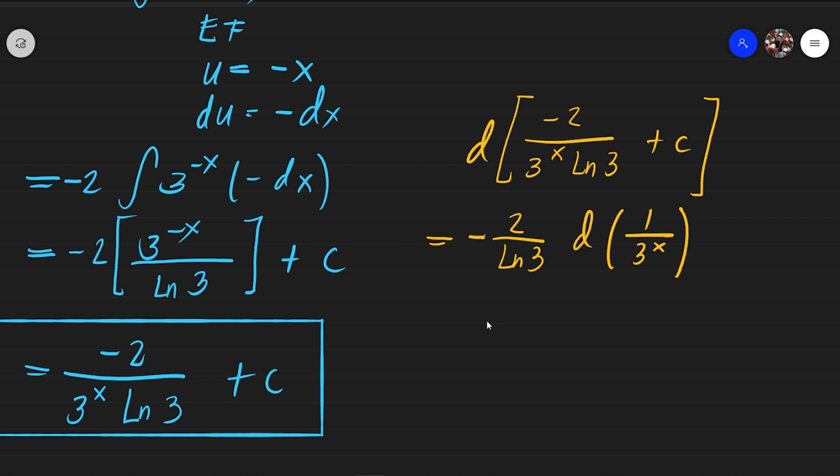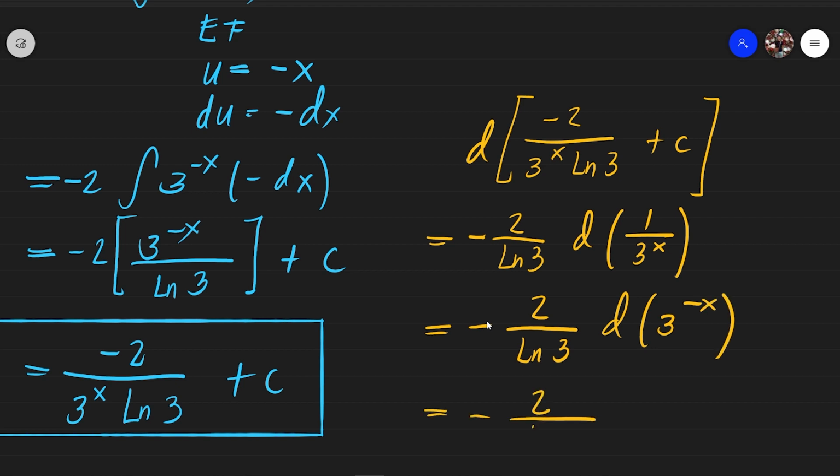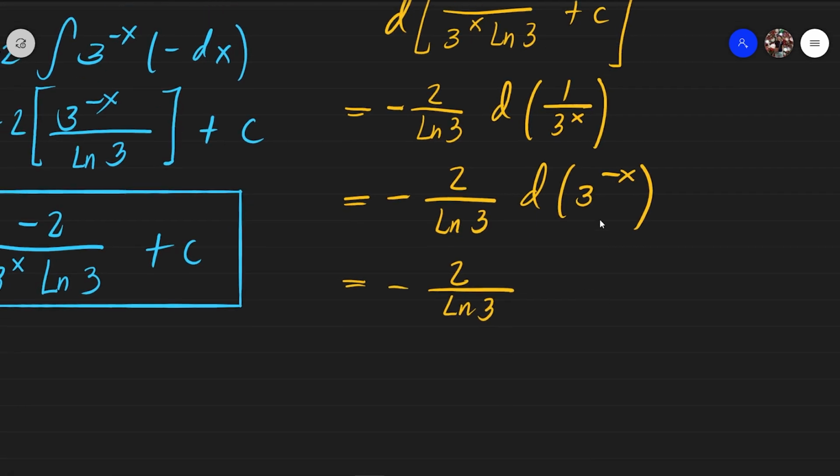Differential of c is 0. So this will be equal to, we'll just copy these constants, 2 ln 3, times the differential of 3 raised to 1 over 3 raised to x, or you can put it as the differential of 3 raised to negative x. The differential of 3 raised to negative x is 3 raised to negative x ln 3 times the differential of negative x.